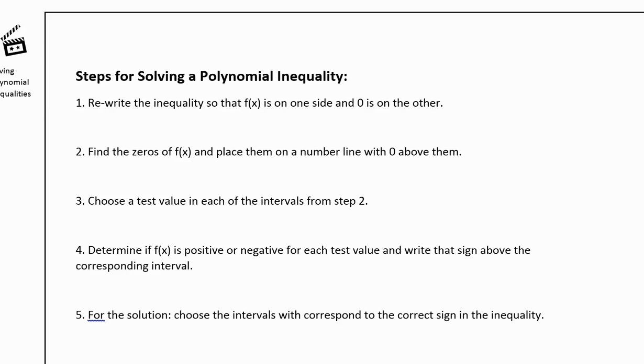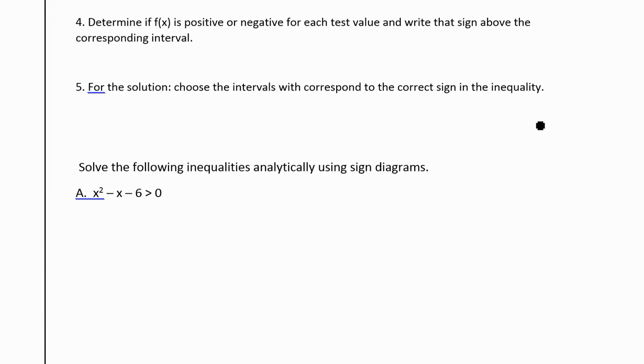So our zeros will have broken up the number line into intervals, and we'll pick something in each part. And we're going to test if those test values are positive or negative, and we'll write that sign above the corresponding interval. And then our solution will choose the intervals that correspond to the inequality. Okay, so let's go through some examples to actually see what that means.